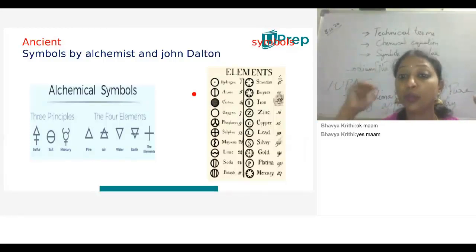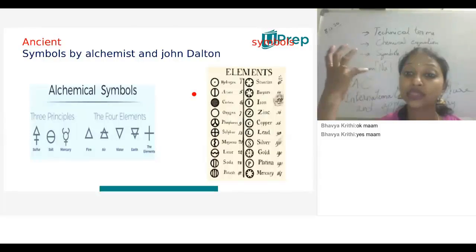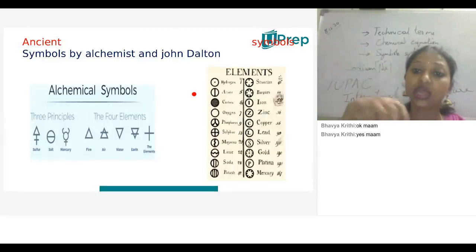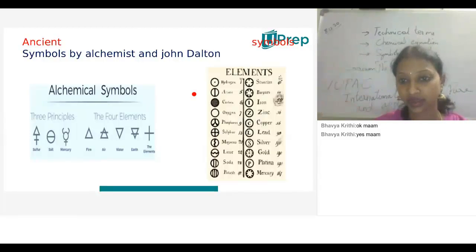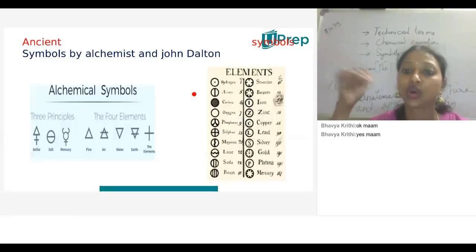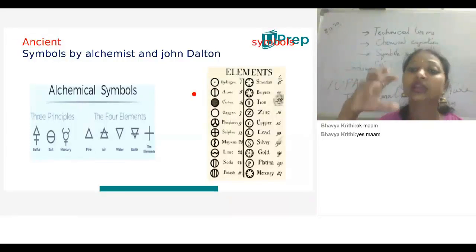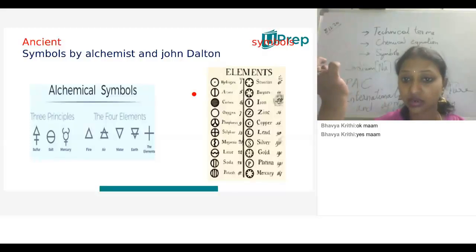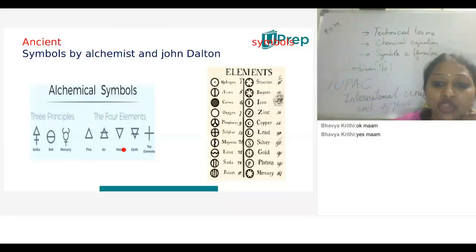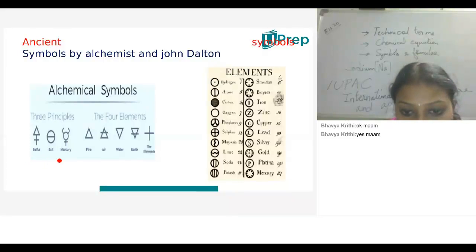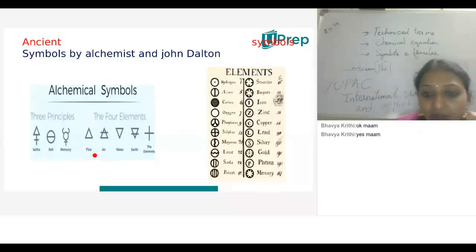From that point of view, many scientists, all chemists, who worked in this research work in chemistry, were called alchemists. Different alchemists gave different views about the symbols. For example, they took the symbols based upon principles. One is what? Fire, air, water, earth.